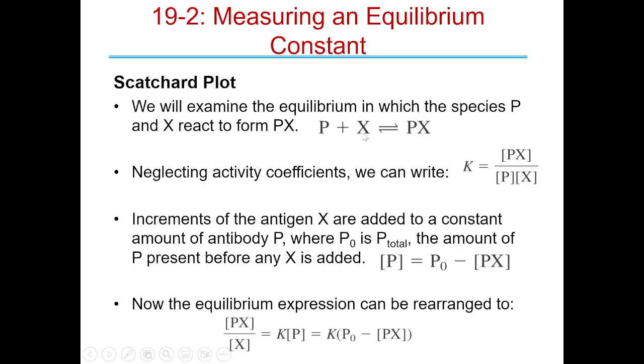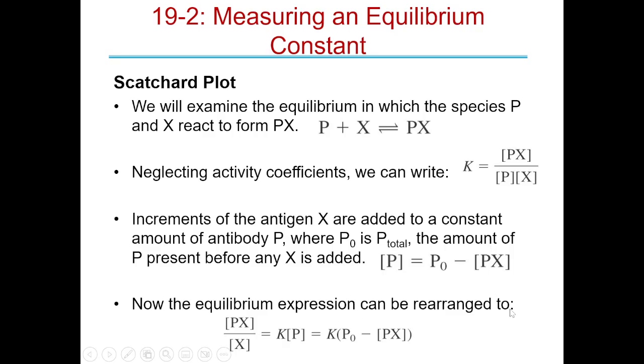So the antigen, which is our X here, is added to a constant amount of the antibody P. So this is the antibody P right here, where P0 is the P total. Essentially, this is telling us we've added the antibody in. The amount that we started with would be our total amount of antibody. The amount of P present before any X is added would be the total concentration, P0, minus whatever bound antibody we make.